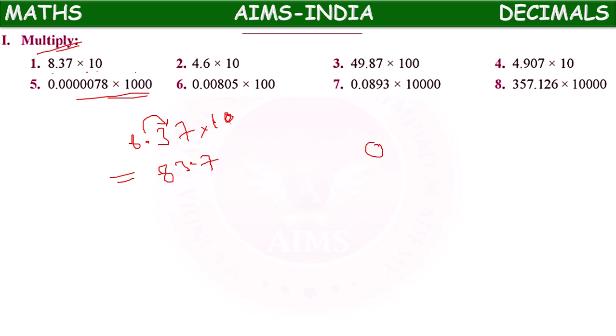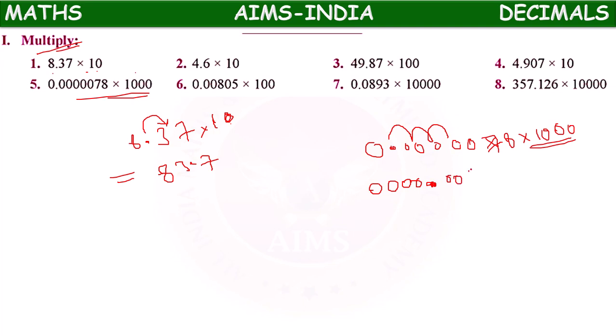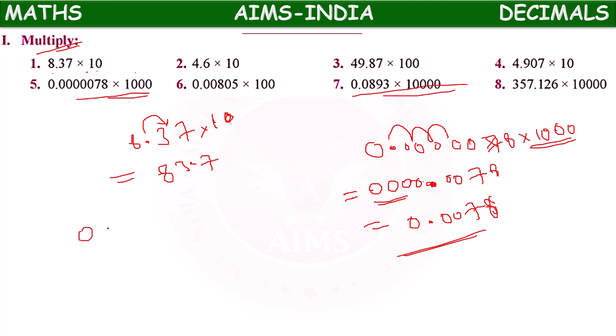Next, see this one. What is the question here? 0 point, how many zeros? 1, 2, 3, 4, 5. Sorry, 0.0078 into how much? 1000. In 1000, we have 3 zeros. So, the point will move 1, 2, 3. So, 0.0078. But the zeros which are on the extreme left, they don't have any value. Only one 0 we can take. 0.0078. Like that we can write.